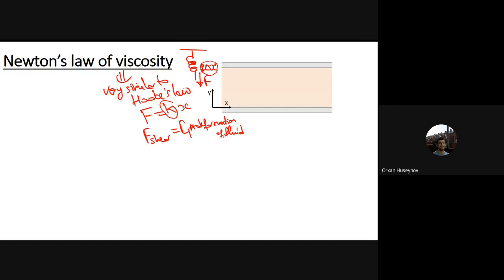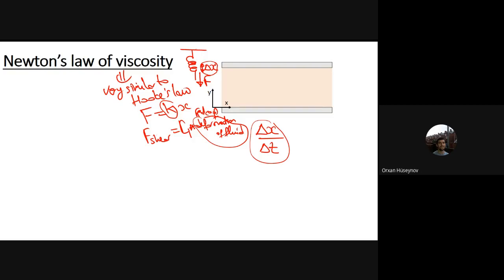Here we are talking about not deformation, but rate of deformation. What is rate of deformation? That is how del x changes with respect to time. Because fluid deforms continuously. If you apply force, it deforms. When you stop force, it doesn't deform. Therefore, here we are talking about the rate of deformation, how deformation changes with respect to time. That is proportional to shear force.